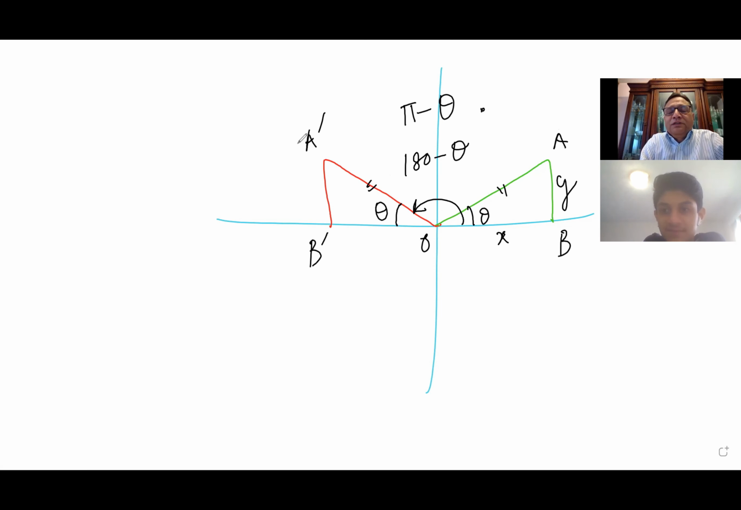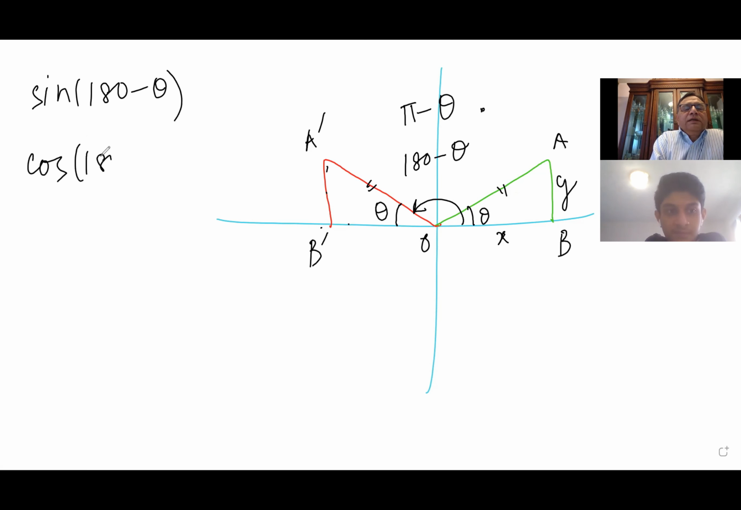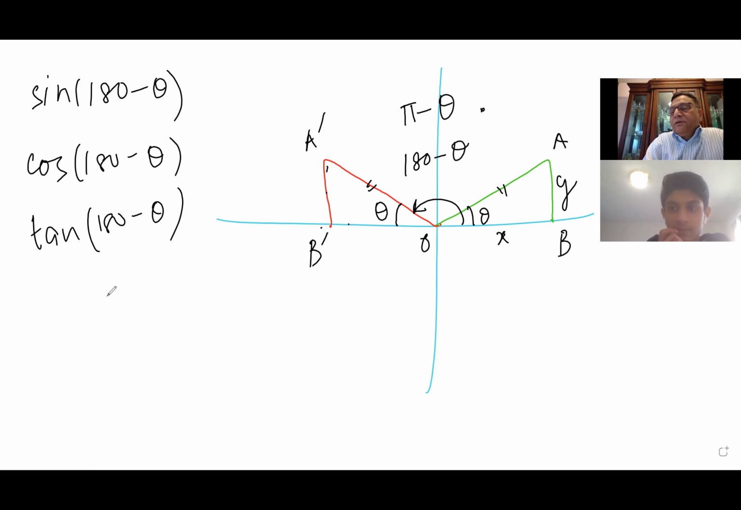Now we are moving it further, straight down there, to 180 minus theta. In that position, you see the relative positions are exactly the same. So in that case, what is sine of 180 minus theta equal to? And what is cos of 180 minus theta? And what is tan of 180 minus theta? You can write pi minus theta.